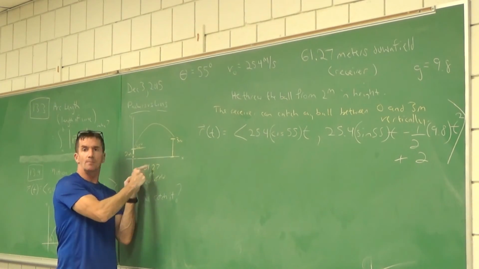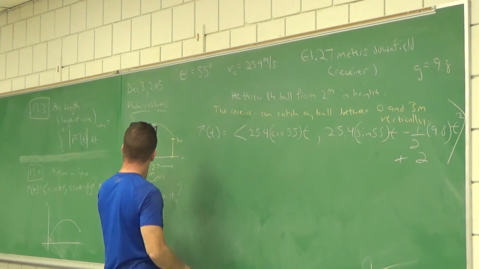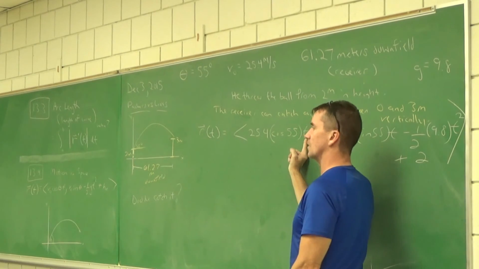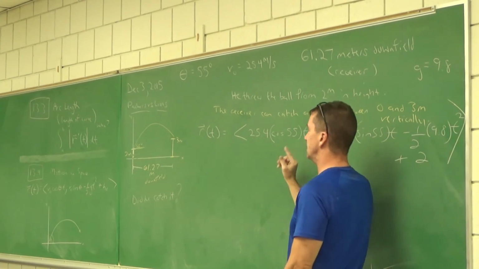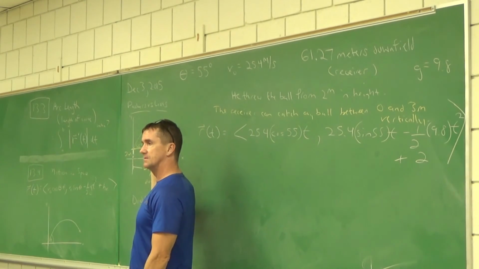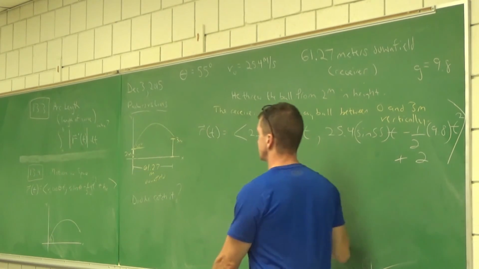It went 61.27 meters. What can I set it equal to? This right here. What can I solve for? T. So let's start there. We can actually solve for t and figure out the time it took for that ball to travel all that way. I know it's going along that arc, but we can find the exact time it took to get down there.